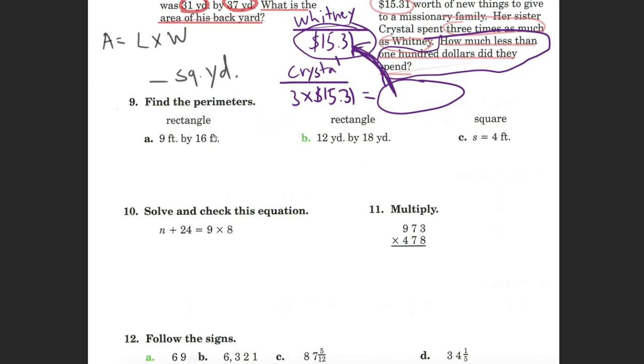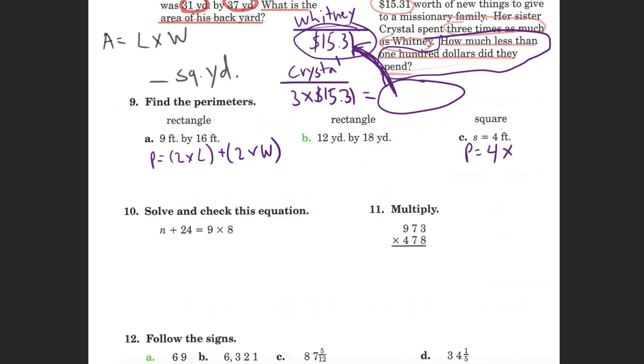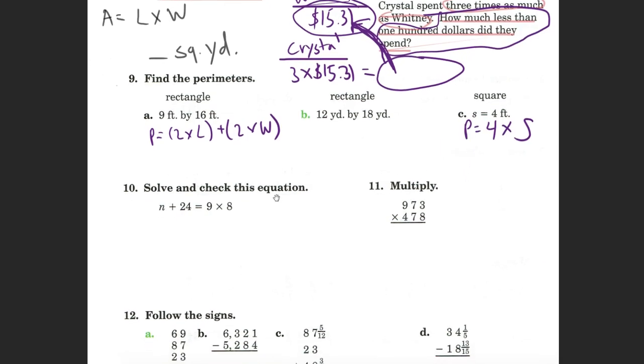All right, find the perimeter of a rectangle, 9 feet by 16 feet. Well, we know the perimeter of a rectangle is 2 times length plus 2 times width, okay? And the perimeter of a square is just 4 times s, whatever s is.